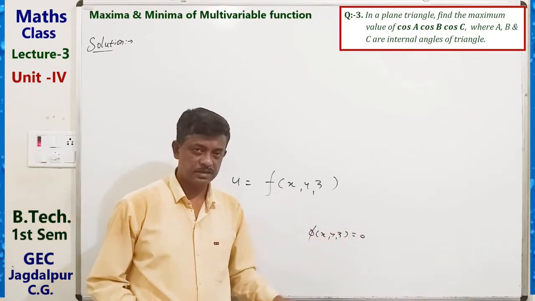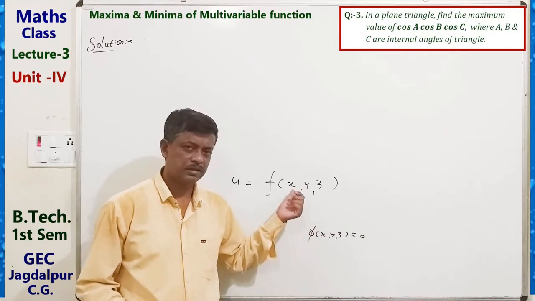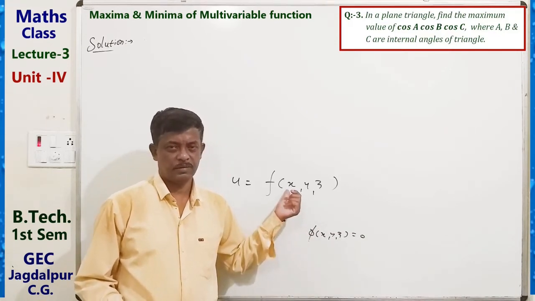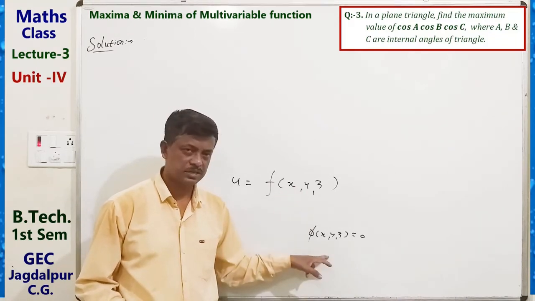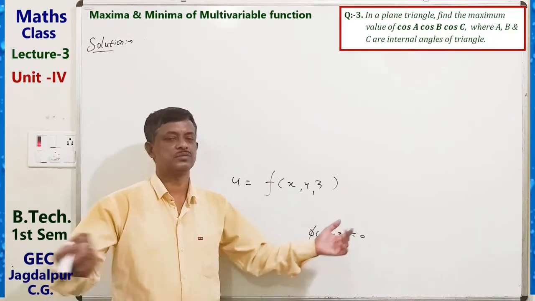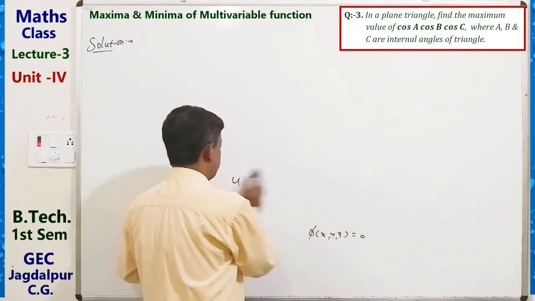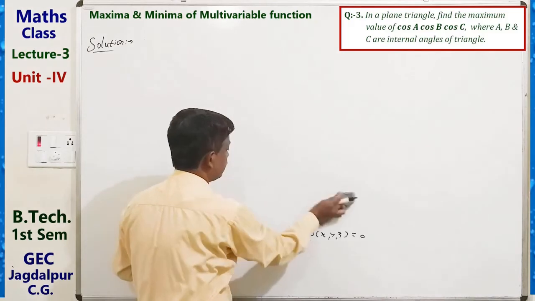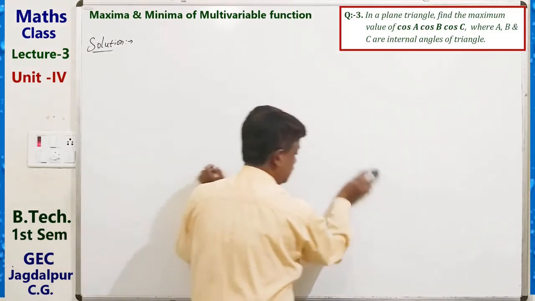Okay, generally this is the first step. If this relation is a very simple relation, we can convert it using this relation. Now after finding two values, we can get the third value from this relation. So that will be the stationary points. So here is one very important question. See it.